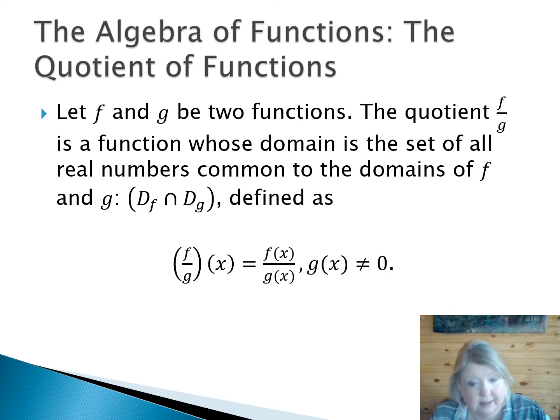Now for the one that gets a little bit stickier, division. Let f and g be two functions. The quotient f divided by g is a function whose domain is the set of all real numbers common to f and g, that is the intersection of those two. But look at the definition. F over g of x is exactly what we think, f of x over g of x, but look at the little stipulation there. Don't let g of x be 0. Thou shalt not divide by 0. That means I am most likely going to end up with something I have to throw out of the domain.